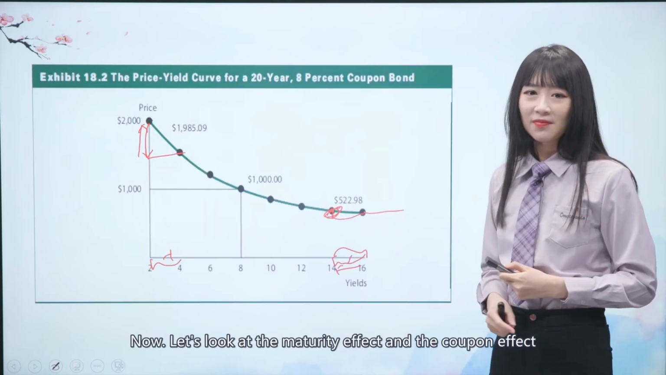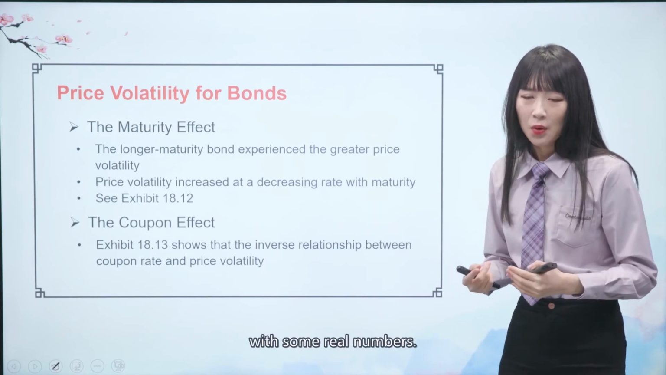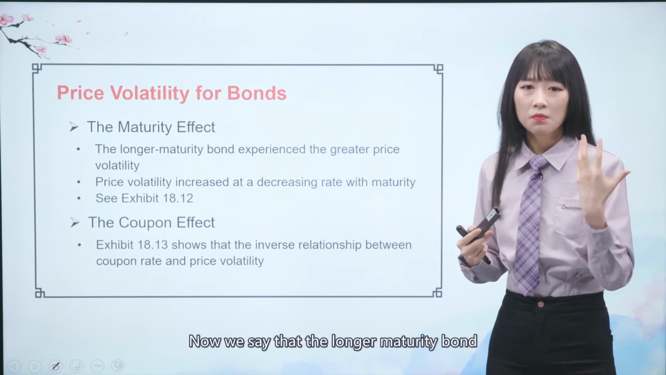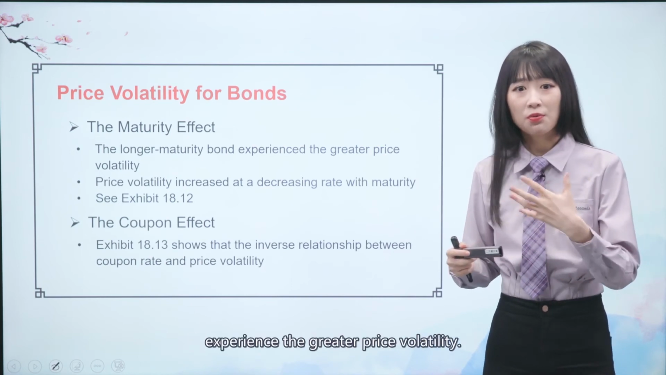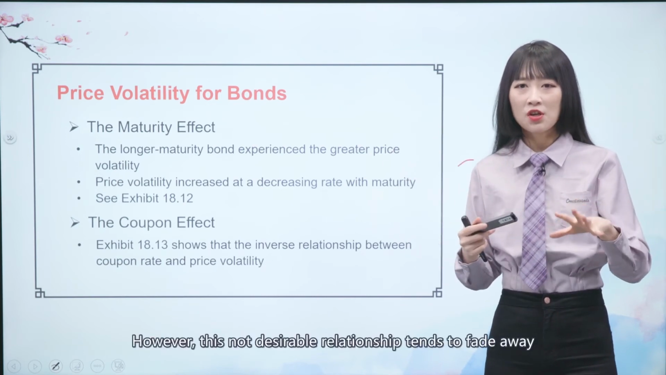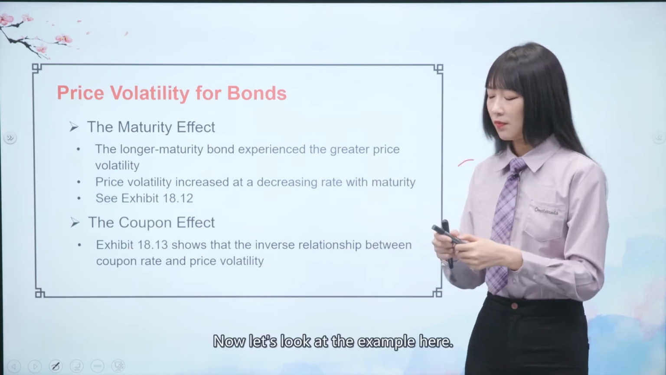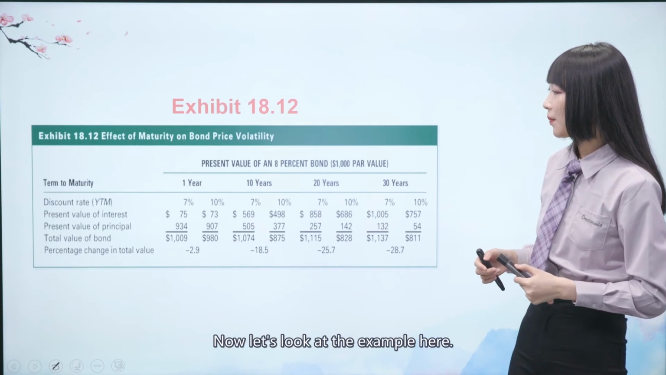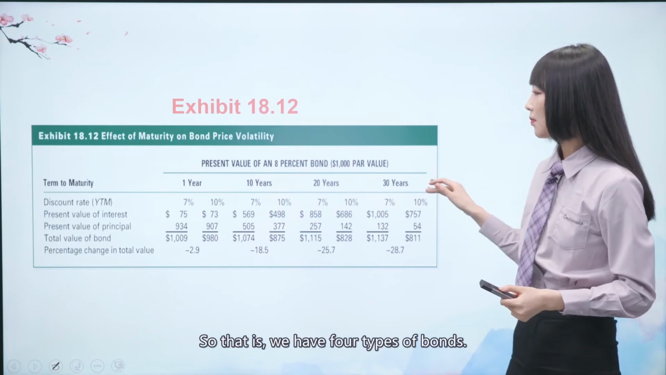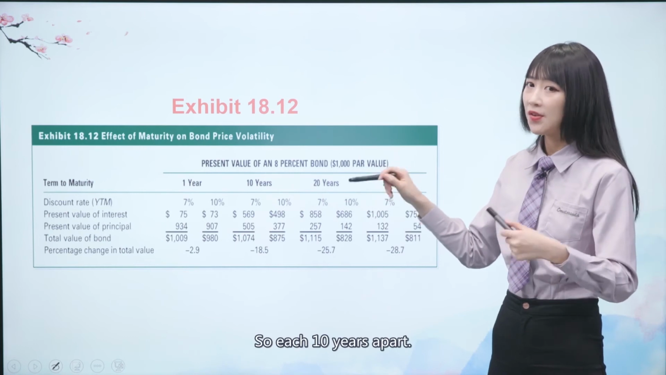Now, let's look at the maturity effect and the coupon effect with some real numbers. We say that the longer maturity bond experiences the greater price volatility. However, this relationship tends to fade away when the maturity is long. Now, let's look at the example here. So we have 4 types of bonds. And the terms are 1 year, 10 years, 20 years. So each 10 years apart.